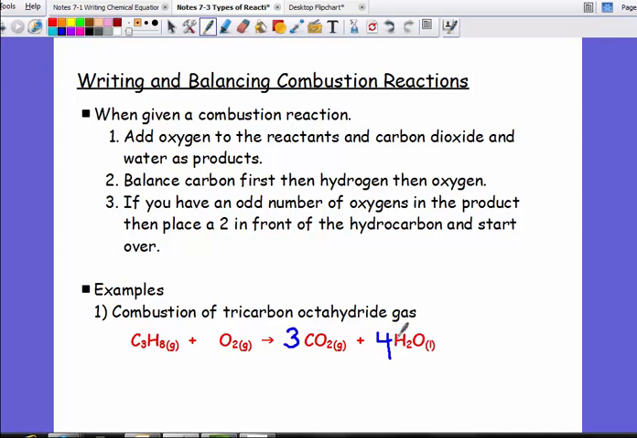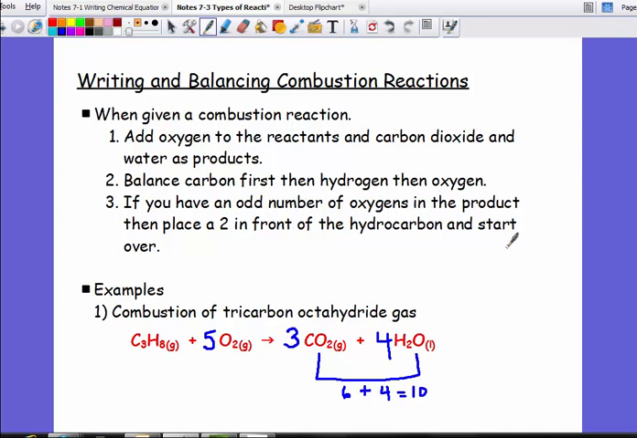Last thing I balance in a combustion reaction is the oxygens. Remember that I have oxygens in both terms of my product here, so I have to take that into account. In the first term, I have 3 times 2, which is 6 oxygens, and in the second term, I have 4 times 1, which is 4 oxygens, a total of 10 oxygens. So I need to get 10 oxygens on my reactant side. Hopefully, you remember that 5 times 2 will give me those 10 oxygens.